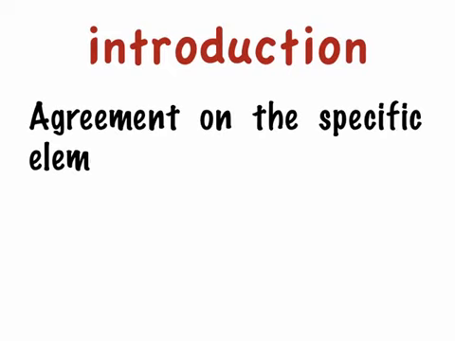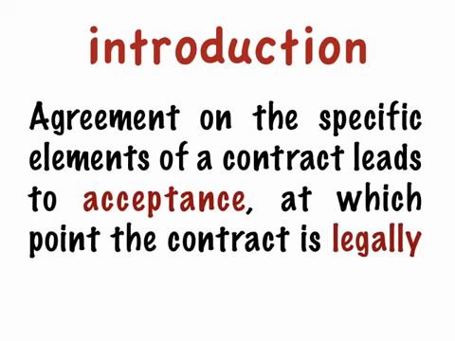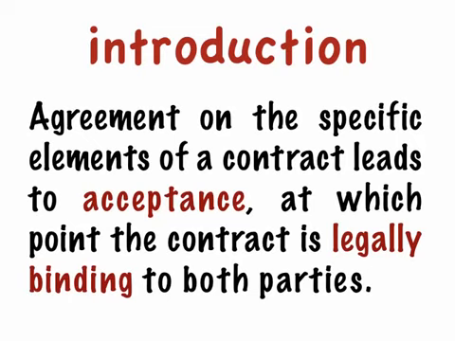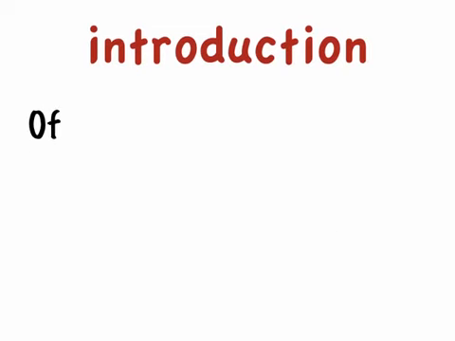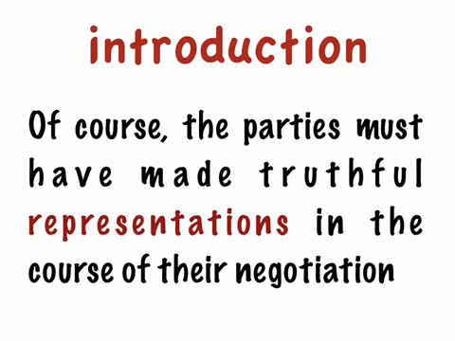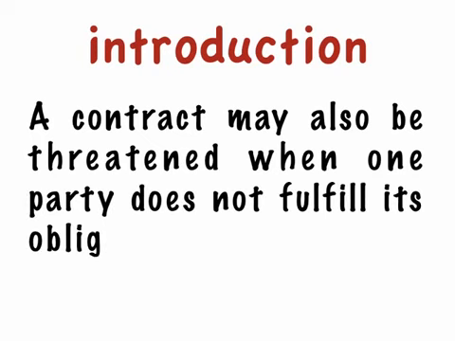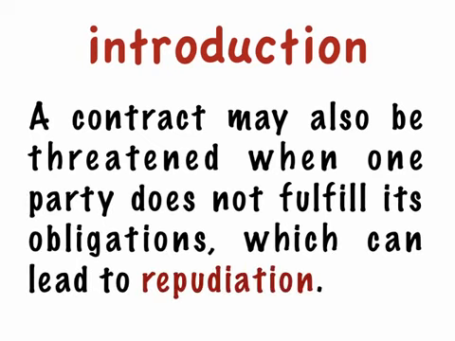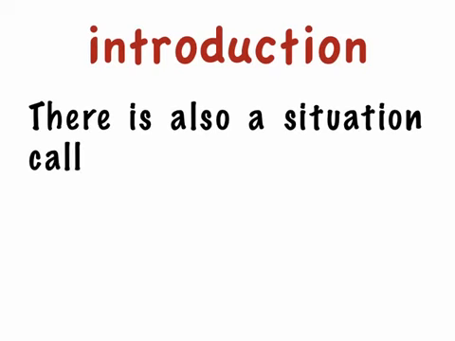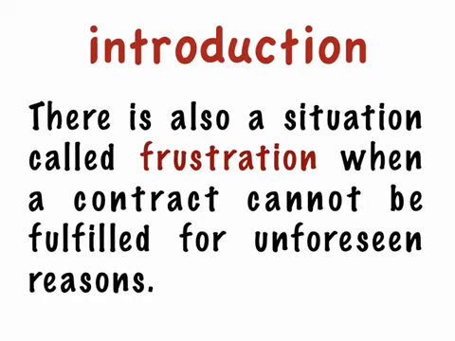Agreement on the specific elements of a contract leads to acceptance, at which point the contract is legally binding to both parties. Of course, the parties must have made truthful representations in the course of their negotiations. A contract may also be threatened when one party does not fulfill its obligations, which can lead to repudiation. There is also a situation called frustration when a contract cannot be fulfilled for unseen reasons.